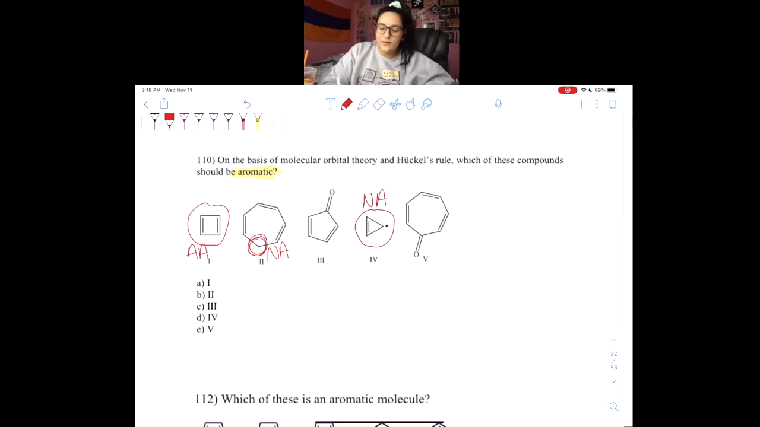And for both of these last ones, we have ketones, and so we're going to pretend that that's a carbocation. So for number 3, we have 4 pi electrons present. We know that's anti-aromatic. And for the last one, we see that we have 2, 4, 6 pi electrons present. So that one is our correct answer. He is aromatic.